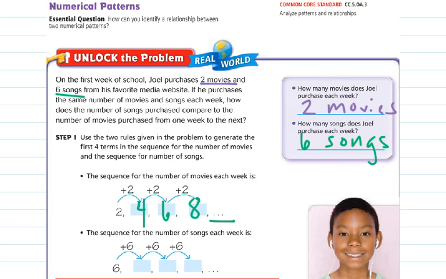Next, we look at the other pattern where it says the sequence for the number of songs each week is 6 plus 6 is 12. 12 plus 6 is 18. 18 plus 6 is 24.